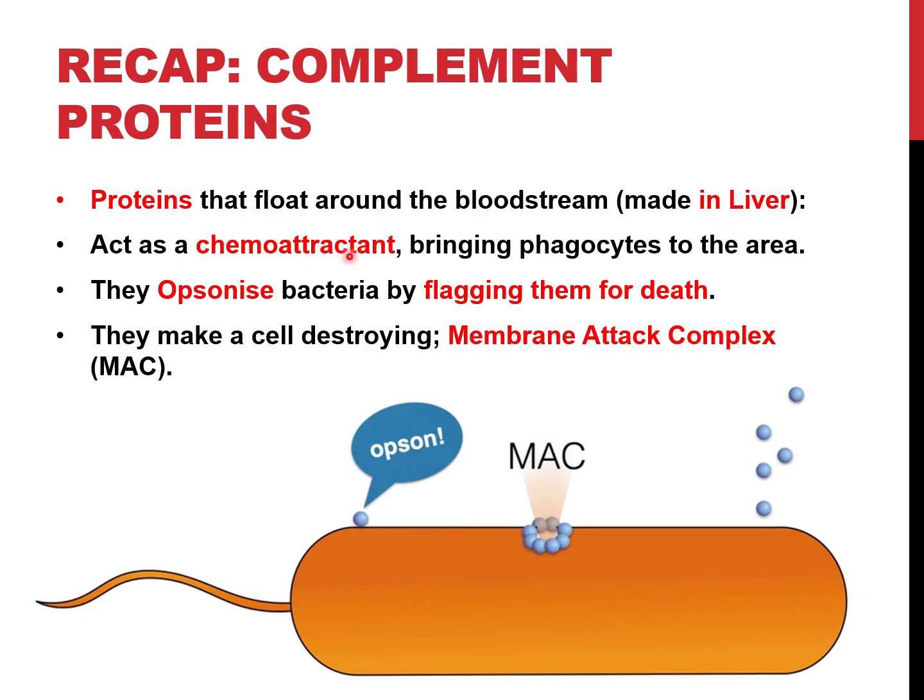What do they do? They act as a chemoattractant, so they bring phagocytes to the area with chemicals. They opsonize the bacteria, flagging them for death. They essentially stick on and go, hey, phagocyte, engulf this. They may also form a membrane attack complex, which destroys the cell membrane of the bacterium. But really the biggest one is that they are a chemoattractant, as well as an opsonizing protein floating around the bloodstream. They don't go through the lymph, only the bloodstream.